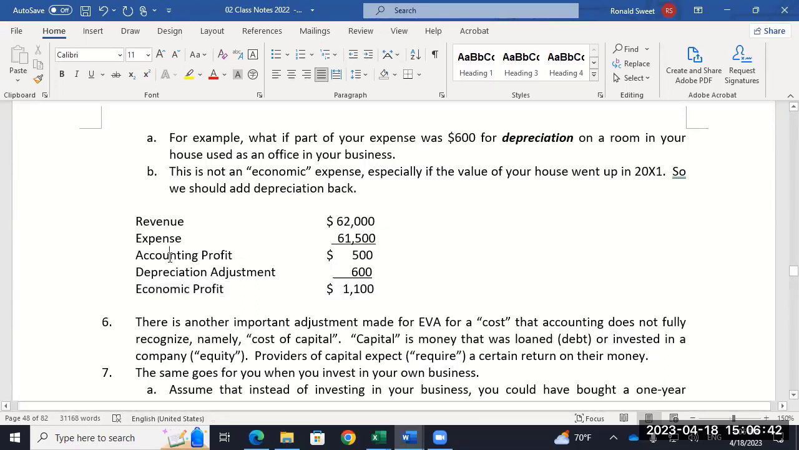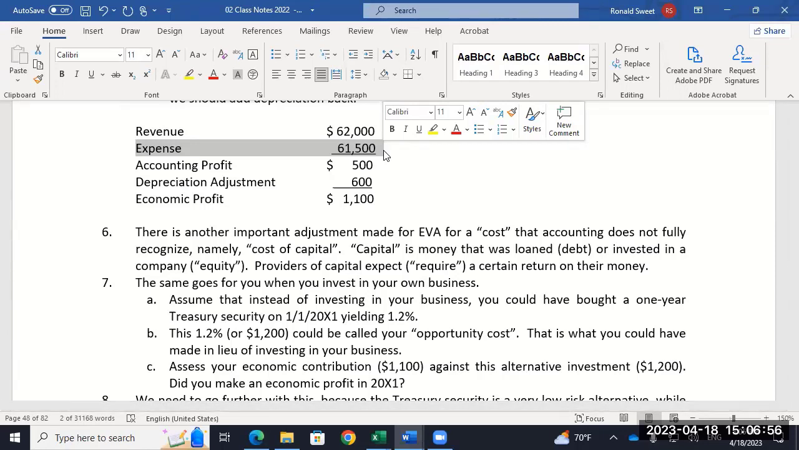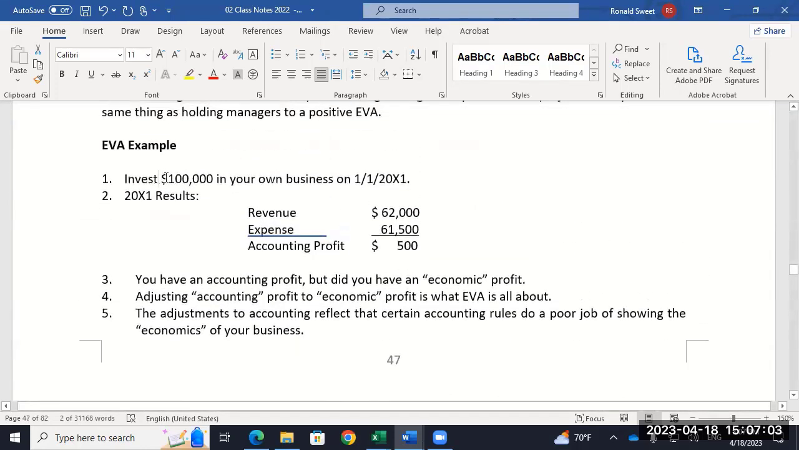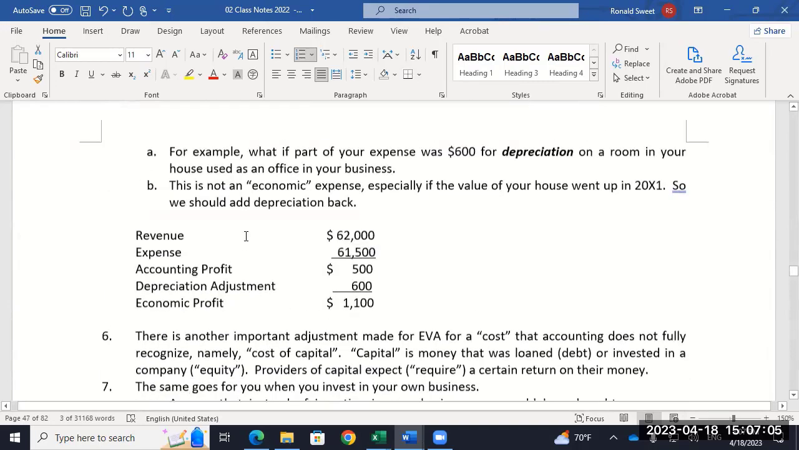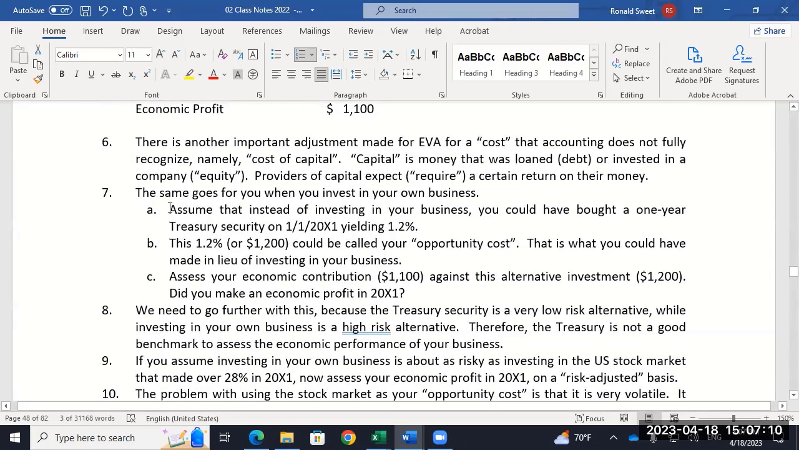The other thing we have is cost of capital. Here, in our expenses, there's no cost of capital because we didn't borrow any money. So there's no interest expense in there. All right. So our only cost of capital is what we need to make. I invested $100,000 of my money. What was the cost of capital for that? So here's a few things we could say. I could have taken that money instead of starting a business. I could have bought a 1-year treasury and made 1.2%.